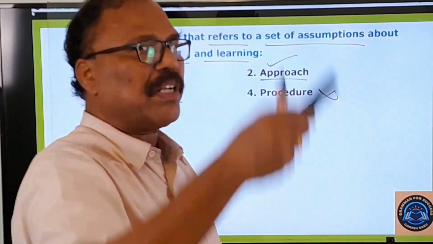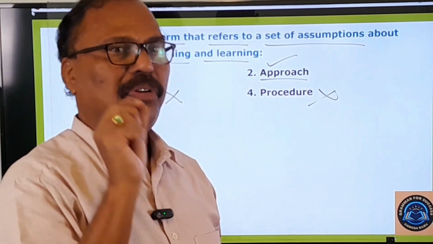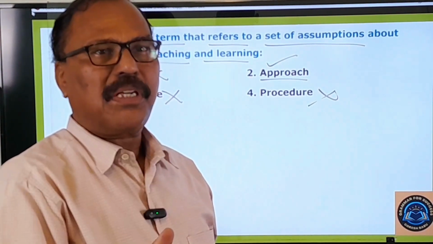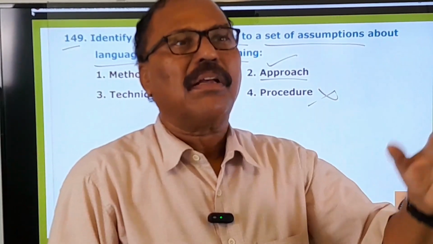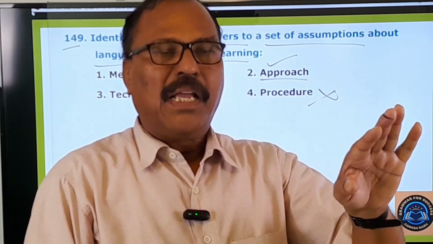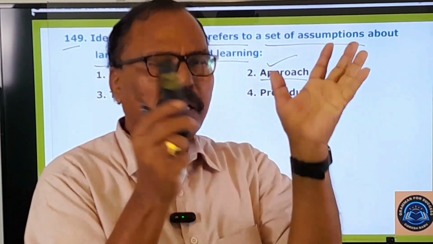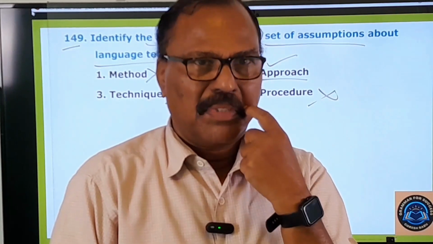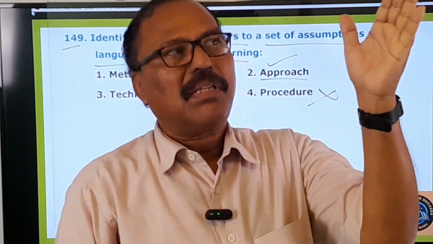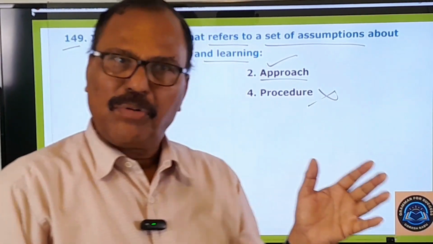If that is so, for example, the silent way approach is there. It's a beautiful approach. What is the assumption here? All the children will be silent in the class and they'll be learning things on their own, and the teacher is only a facilitator. So it's an assumption. But will the children learn things on their own? It's only an assumption. This is called the silent way approach. It was introduced by Caleb Gattegno. You know that very well.